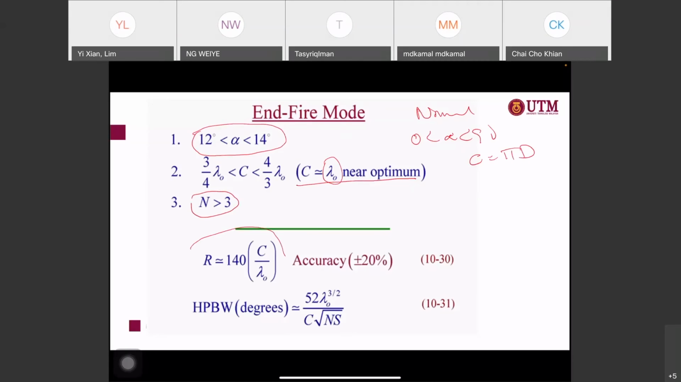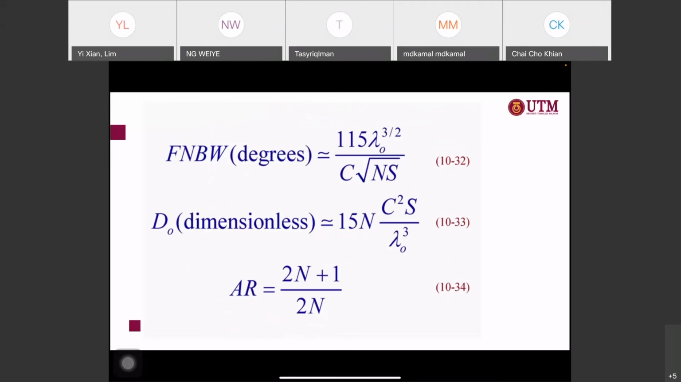You can find the resistance R and the HPBW for the end fire mode as well, and then the first null beamwidth as well as the axial ratio. The axial ratio determines whether your antenna is circularly polarized or not.